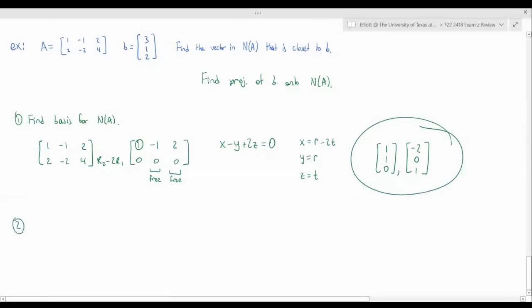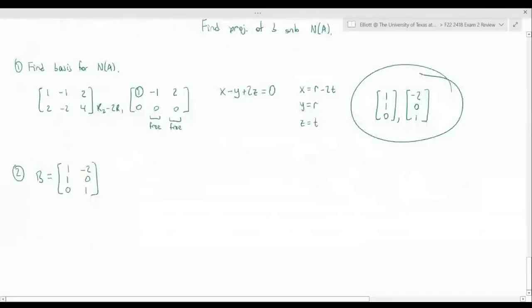So what we're going to do with those basis vectors is create a new matrix out of them, which I'm going to call B, since A is already in use. Put them into the matrix as columns. Okay. And now we can calculate the projection matrix.